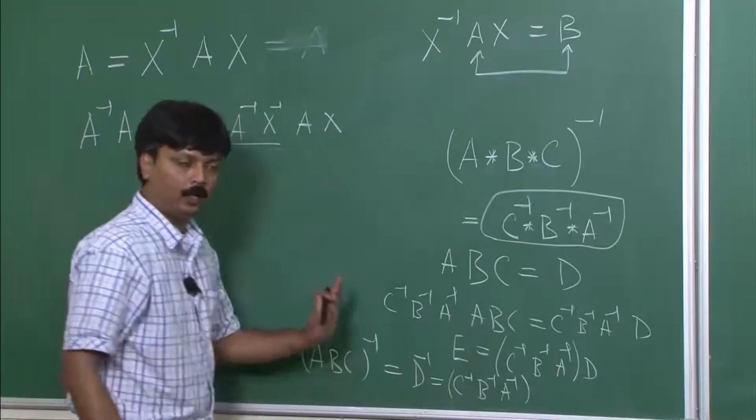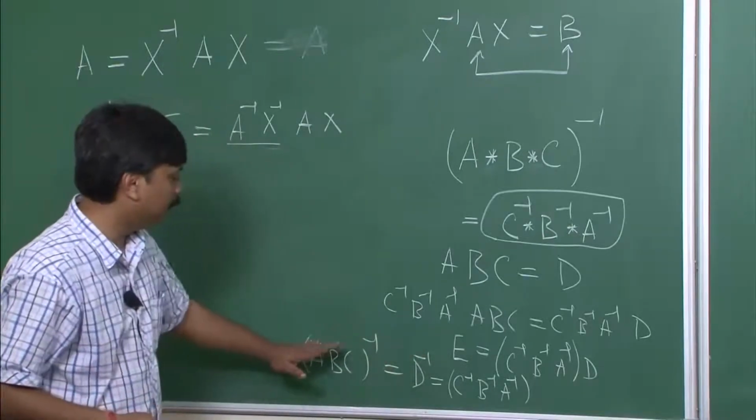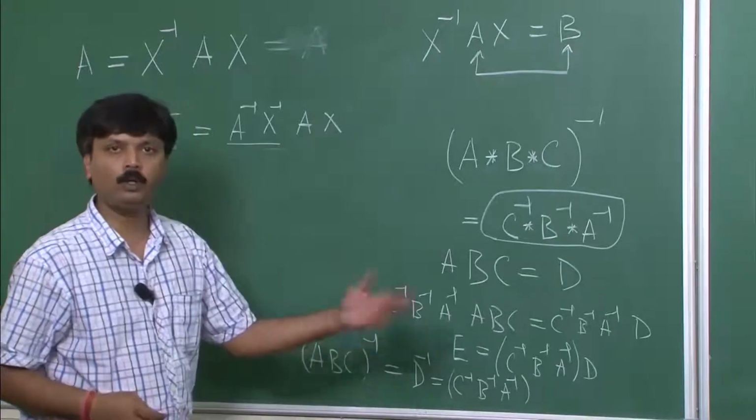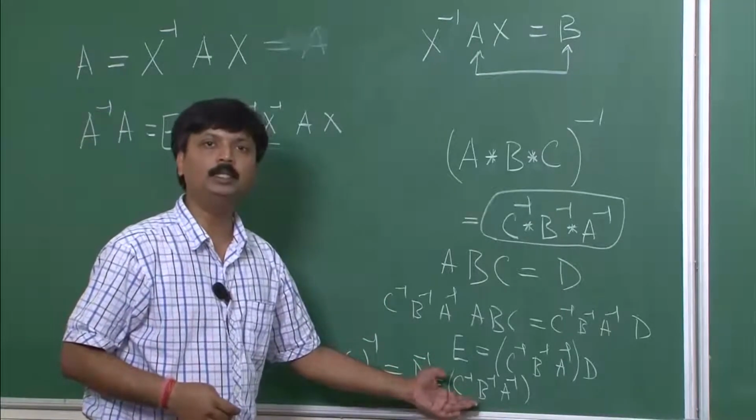That's what we wanted to prove, right? So the reciprocal of the product of two or more elements of the group is equal to the product of the reciprocals in reverse order.